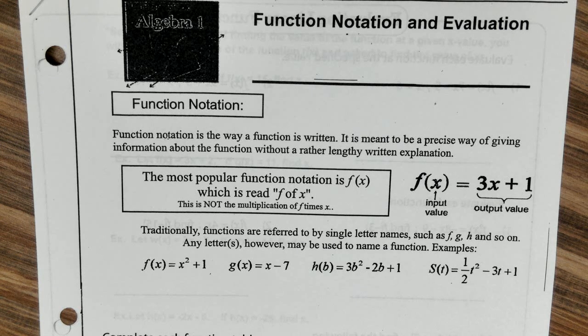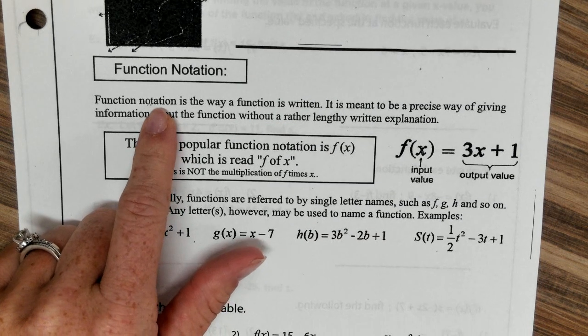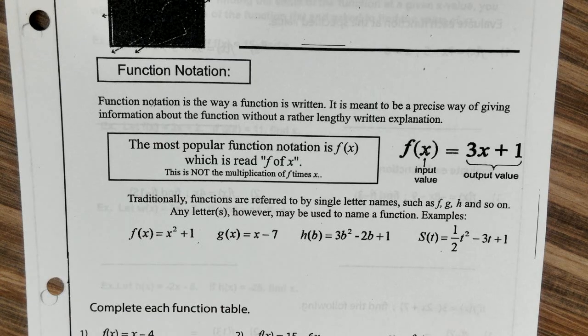Today we're going to go over function notation, which we've kind of already talked about, and evaluating functions, which is actually super easy because your calculator will do all of the work for you. So what is function notation? Function notation is a way a function is written. It is meant to be a precise way of giving information about a function without a rather lengthy written explanation.